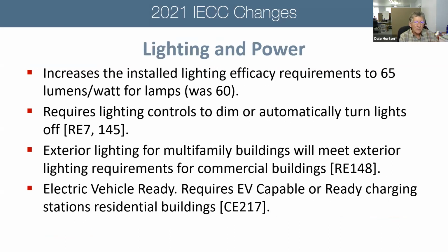Lighting power, they increased the standard for efficacy, and this is significant. It requires lighting controls to dim or automatically turn off all the lights in the residence. So that's big. They're now moving the lighting controls that have been up until now only required for commercial buildings into residential buildings. And for multifamily buildings, they're saying that exterior lighting requirements are per the commercial code. Again, that hasn't been the case, won't be the case for the 2018, but it looks like that's the case for versions of the code beyond the 2018. And in a very controversial move, they're requiring electric vehicle charging stations in homes.